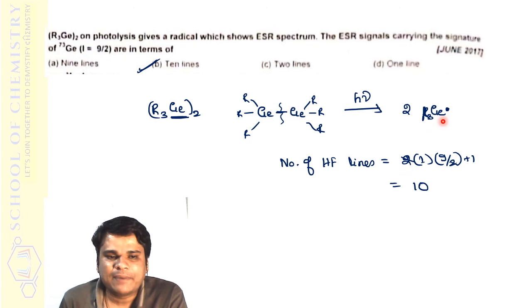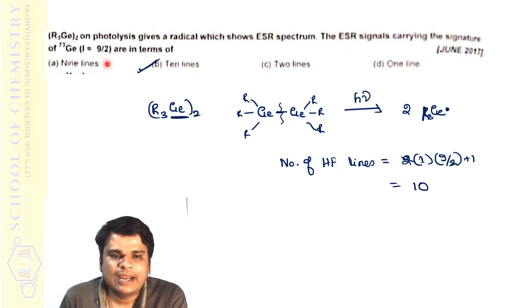Now if you want to compute the number of hyperfine lines, considering this germanium to be 73, the I value is given, for 1 germanium nucleus, 2nI plus 1 with I as 9/2. Just simplify and you will get the answer to be 10, and option B, you can exactly find that, 10 lines. So that is the correct answer for this question.